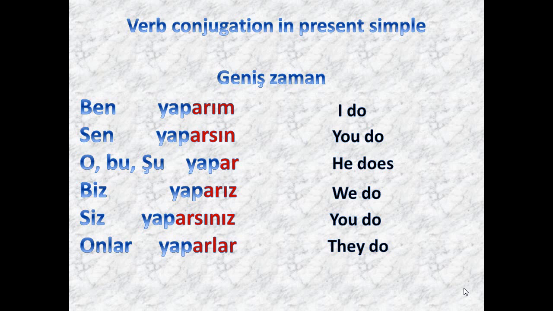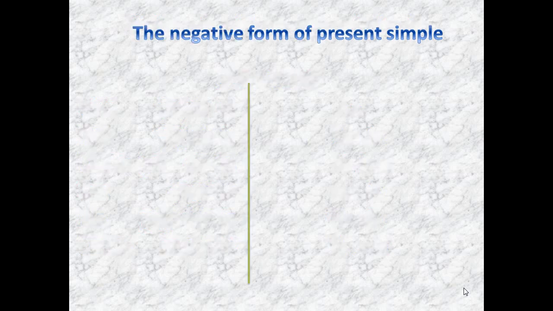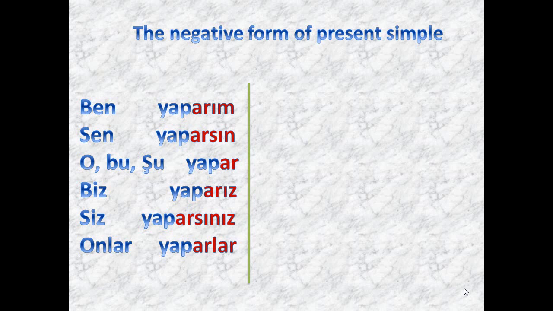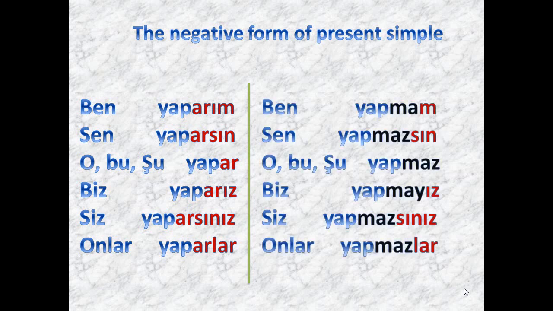Okay. Yes. So let's go to the negative form. Here we have, as you see, I have shown them in black color. So we have ben yaparım, ben yapmam. Sen yaparsın, sen yapmazsın. O yapar, o yapmaz. Biz yaparız, biz yapmayız. Siz yaparsınız, siz yapmazsınız. Onlar yaparlar, onlar yapmazlar.